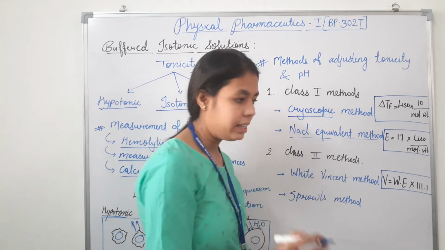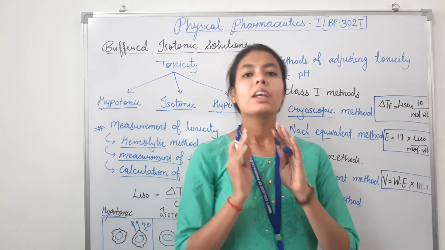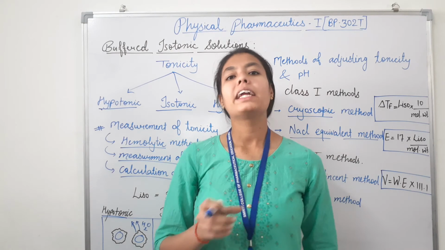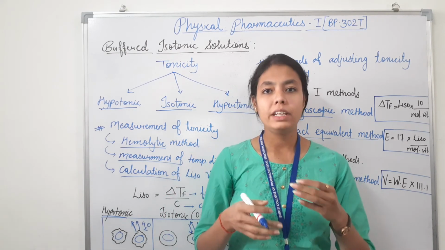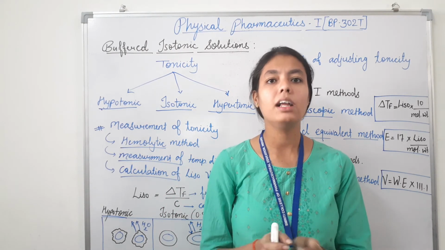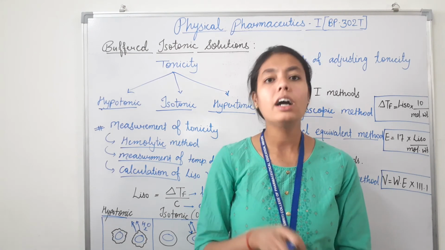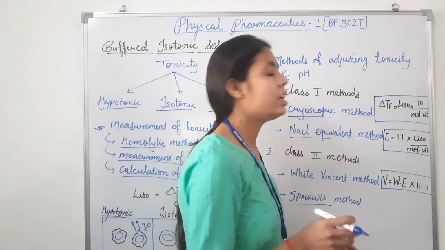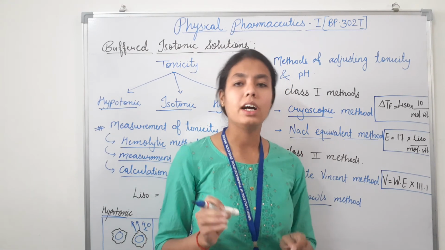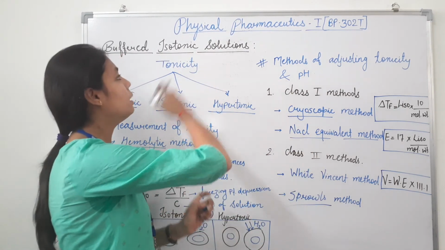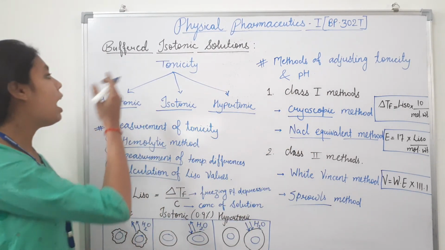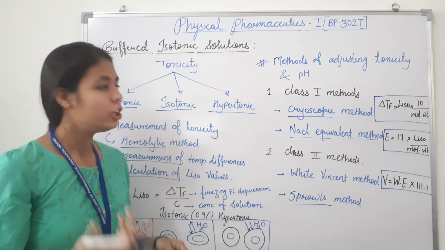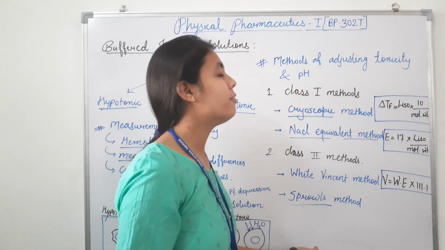The last method is Sproul's method. This is the simplified version of the White-Vincent method. Here we can calculate the values of V and construct a table by keeping the weight of the drug fixed, that will make a 1% solution by using 0.3 grams of drug. So this is all about the buffered isotonic solution, what is tonicity, by which means we can measure the tonicity, and what are the methods of adjusting tonicity of any solution.